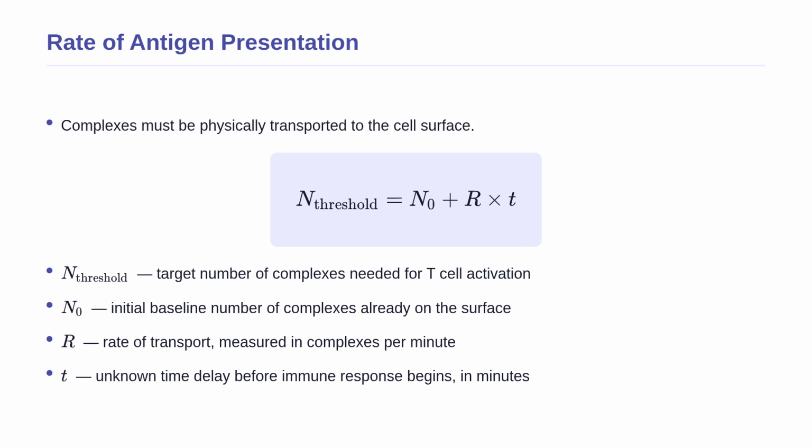We model this as a linear growth problem. The formula states that the threshold number of complexes equals the initial baseline number, plus the rate of transport multiplied by time. N threshold is the target number needed to activate a T cell. N0 is the starting baseline of complexes already present. R is the cell's internal logistic speed, or how many complexes it moves per minute. Finally, T is the time in minutes. If the transport rate increases, the time required to reach the threshold will decrease, leading to a faster immune response.